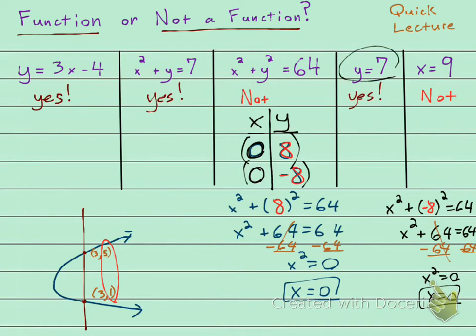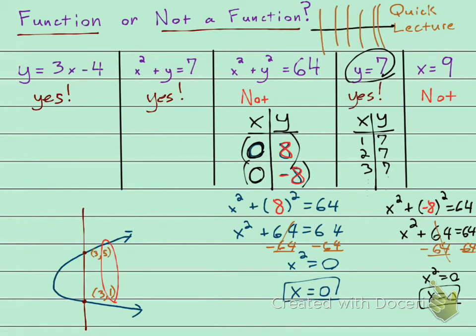Now what about this one? Well, if I do a t-table here, it says that no matter what my x is, y is always 7. X is 1, y is 7. X is 2, y is 7. X is 3, y is 7. Okay, and on and on and on. Do I see the same x with two different y's? No. I see the same y with different x's. That's fine. Okay, this one is actually a horizontal line which looks like this. And of course, you're not going to find a vertical line that would hit that more than once.